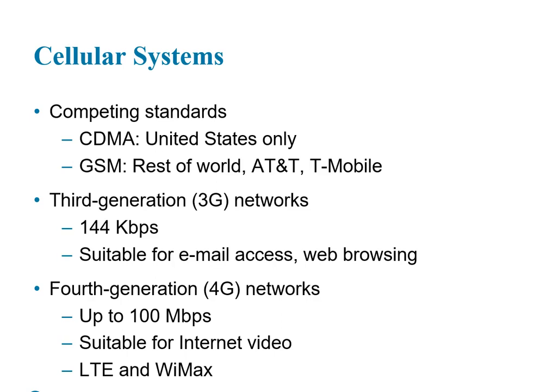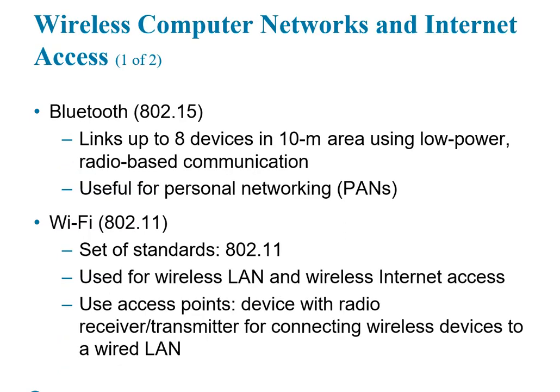Now 4G networks started appearing in 2010 in the US. They are also called LTE, or long-term evolution networks. 4G cell networks can be used for display of video on mobile devices with download speeds of about 100 megabytes per second and upload speeds of about 50.